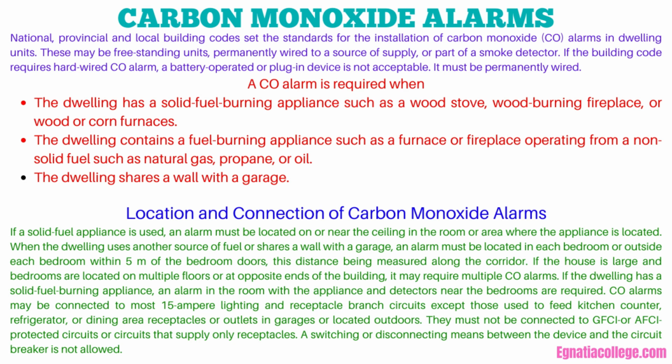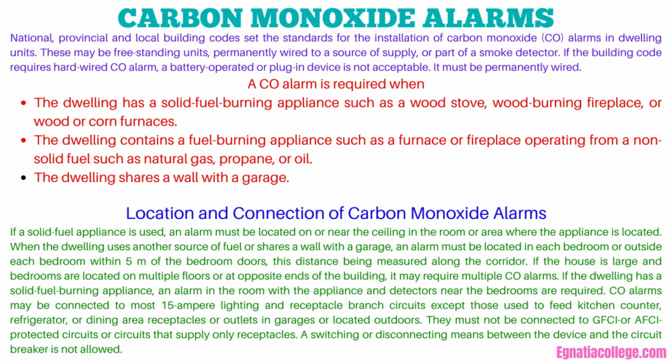Location and connection of carbon monoxide alarms. If a solid fuel appliance is used, an alarm must be located on or near the ceiling in the room or area where the appliance is located. When the dwelling uses another source of fuel or shares a wall with a garage, an alarm must be located in each bedroom or outside each bedroom within 5 meters of the bedroom doors, this distance being measured along the corridor. If the house is large and bedrooms are located on multiple floors or at opposite ends of the building, it may require multiple CO alarms.